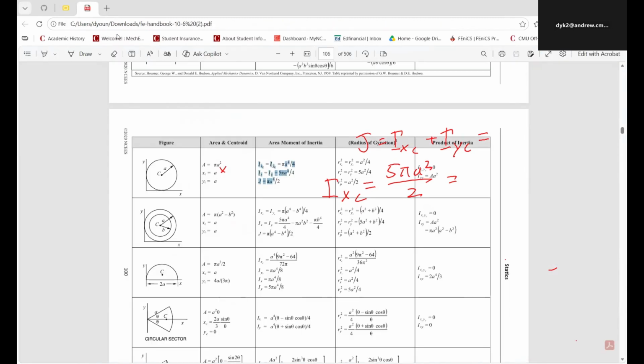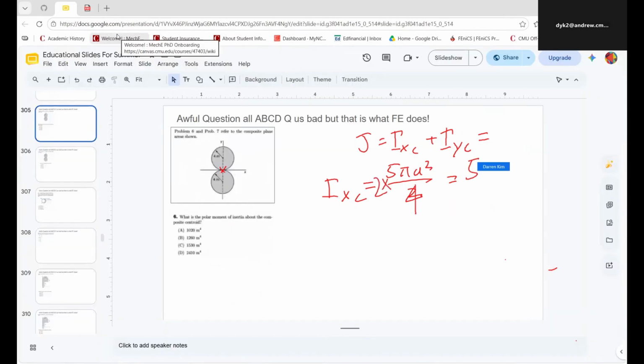I think it is 4, but let's multiply by 2. So it's 5 pi a squared, if you're wondering. I shortcutted it a little bit, but now I show the steps. It's equal because there are two of them. And then the other one is pi a.